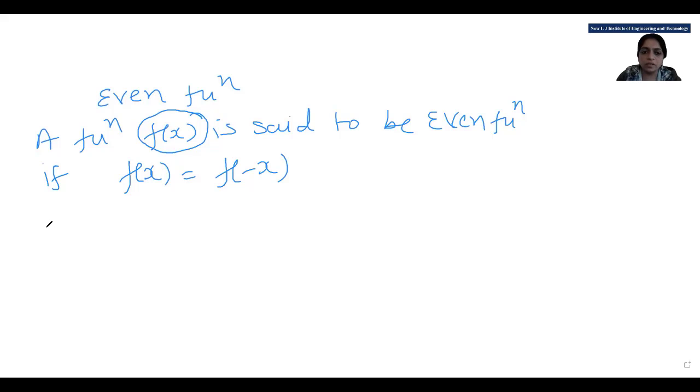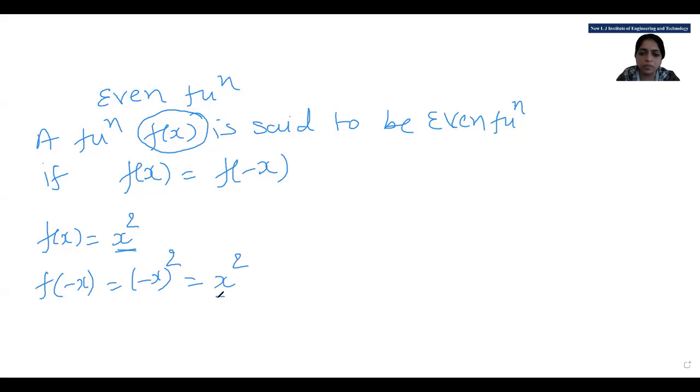So here if I take f of x is equal to x square, now I will check whether the given function is even or not. For that, I have to substitute minus x in the place of x. So minus x whole square, that is x square. Both answers are the same. f of x is x square, and if I replace x by minus x, the function is the same. There is no change. It means my given function f of x equal to x square is even.